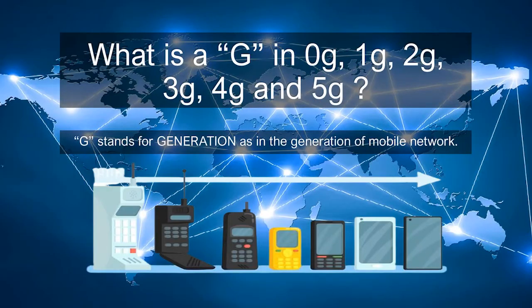Okay, what is a G? 0G, 1G until 5G. The G in 0G to 5G stands for generation, and the number is just a representation of the evolution of technology. Currently, as you know, we are using the 5th generation of wireless communication technology.